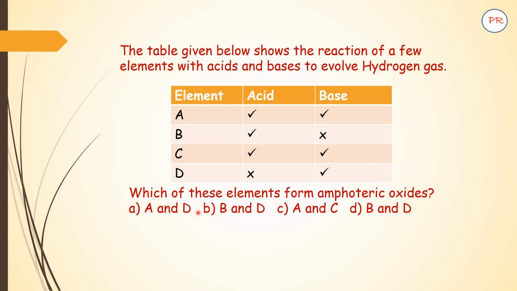Now the question is, which of the elements form amphoteric oxide? Amphoteric oxide means what? The oxide which will react with both acid as well as base. So here we have to find out a metal which reacts with both acid as well as a base, and therefore the correct answer is A and C, because they are reacting with both acid as well as base over here.